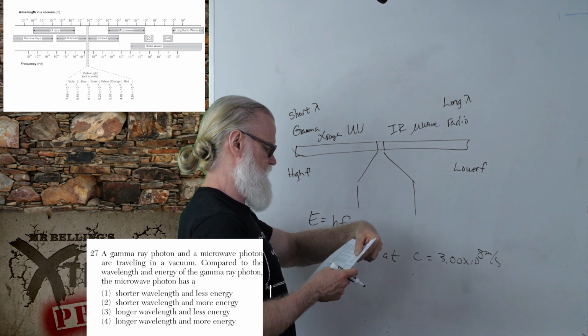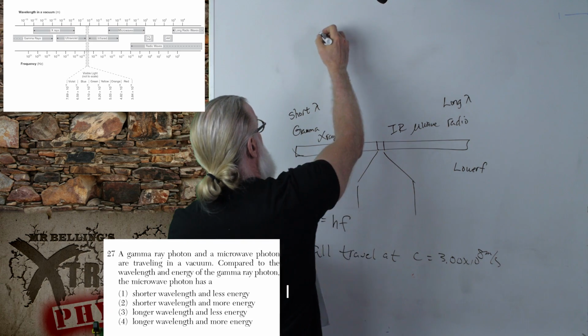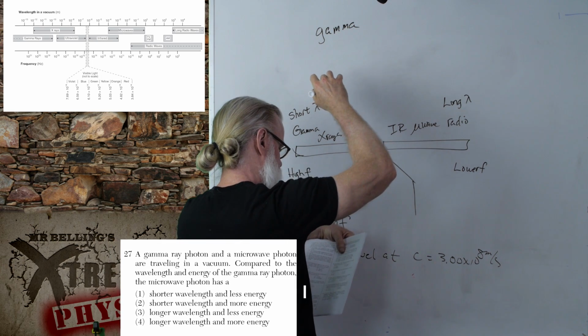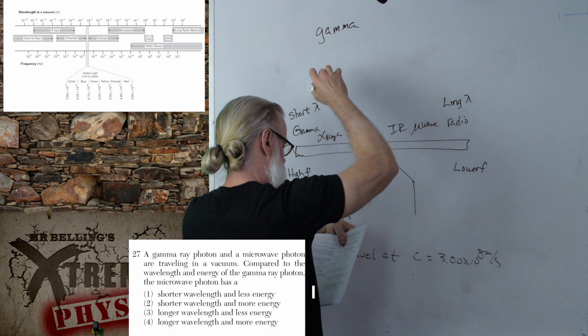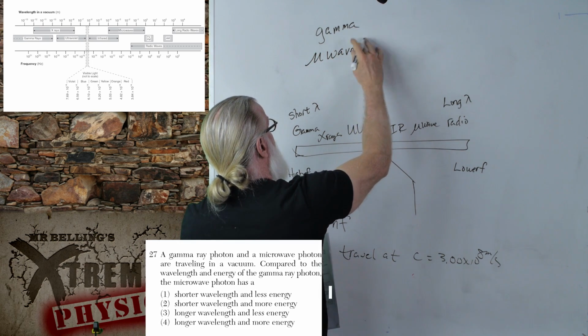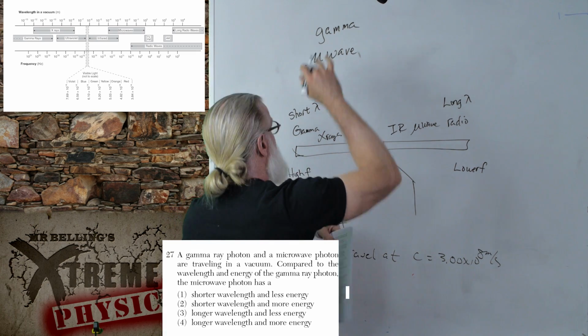Compared to the wavelength and energy of a gamma ray photon, so we have gamma. And I would recommend you do this when you're ready so you don't get them backwards. Microwave. All right, and what are they talking about? They're talking about wavelength and energy.